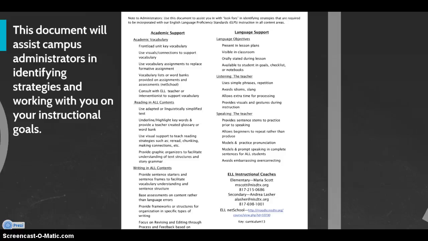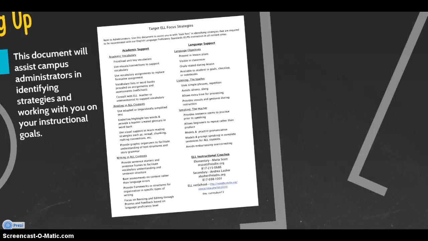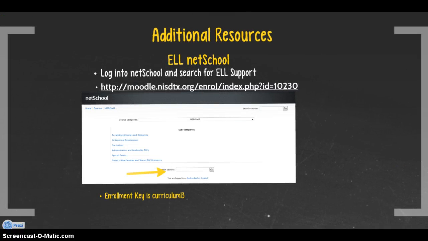This document will assist campus administrators in identifying strategies and in working with you on your instructional goals. As you can see, this document aligns with the information presented to you today regarding academic and language support for ELL students. In a moment, you will have the opportunity to log in and explore the resources available to teachers on the ELL Net School page.